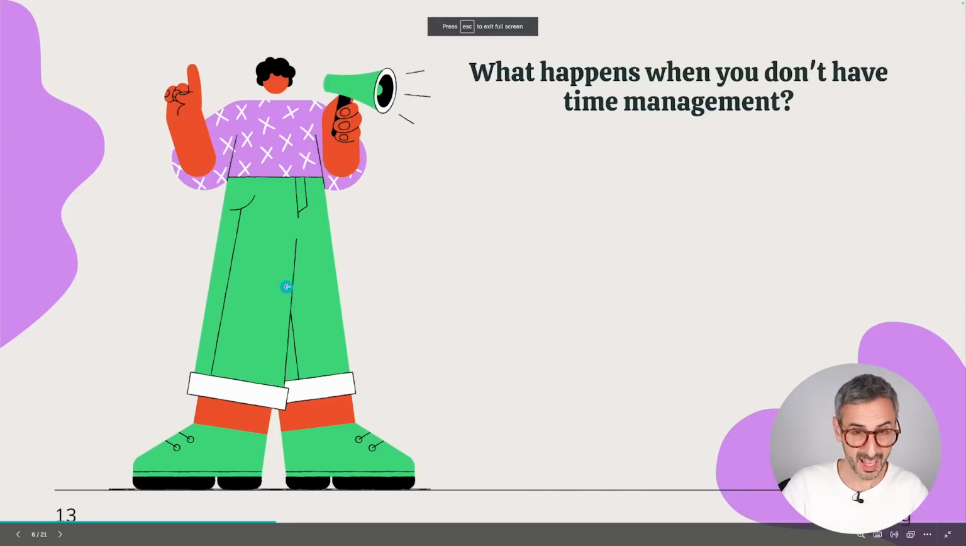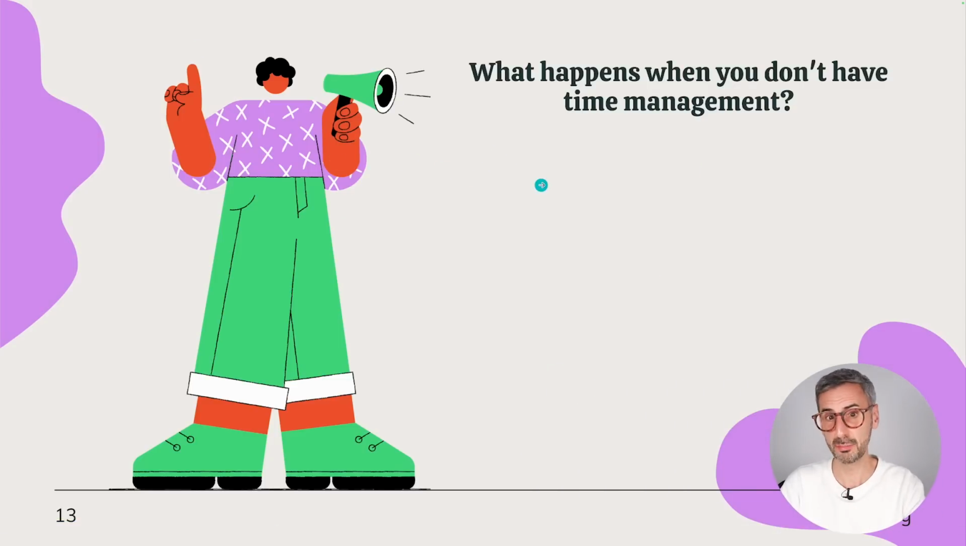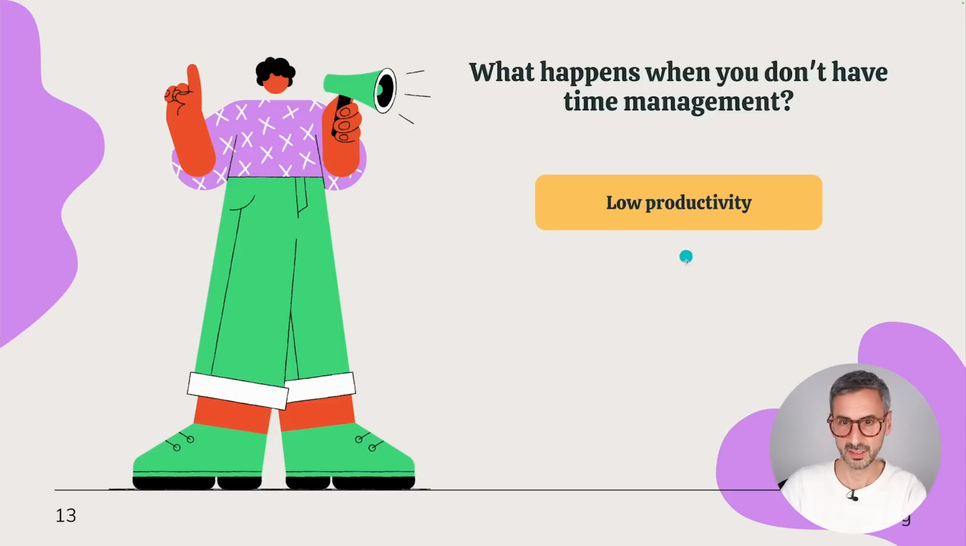You see, that's my slide. So the good news is that I don't see any buttons. And now I'm going to click once. So there you go, the first button. And then I can talk about low productivity and what happens if you don't have time management. So that was my first point.